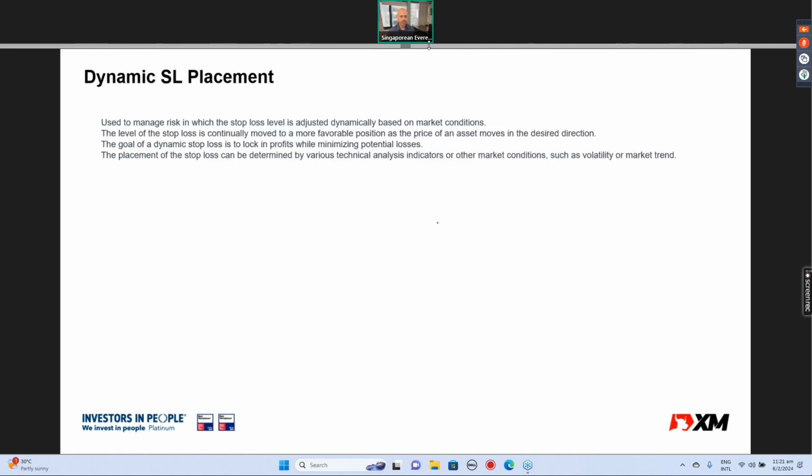Right. So by using a dynamic stop loss placement, we manage risk in which the stop loss level is adjusted dynamically based on market conditions. So this is looking at support and resistance levels. The level of the stop loss is continually moved to a more favorable position as the price of an asset moves in the desired direction. So this is in a way trailing our stop loss manually as well. The goal of the dynamic stop loss is to lock in profits while minimizing potential losses.